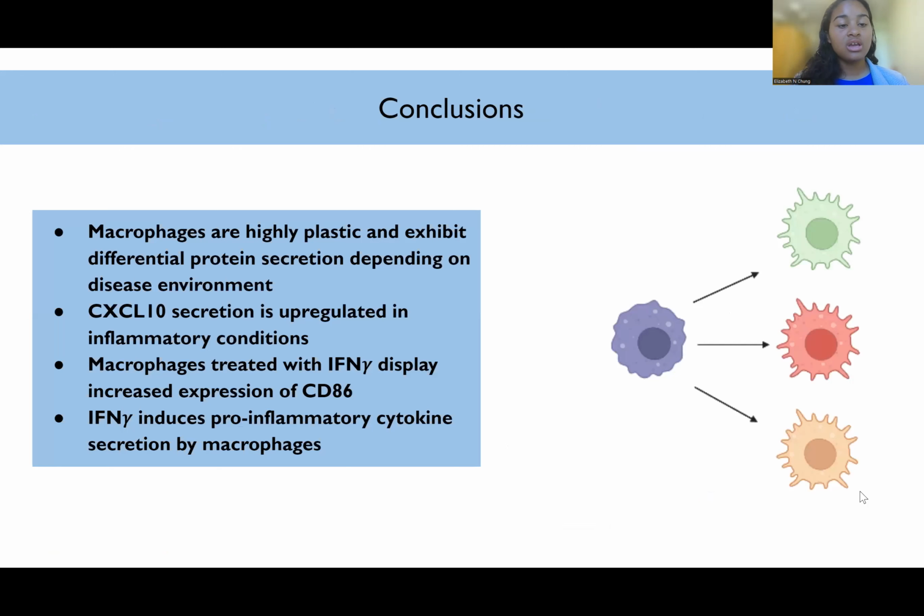So in conclusion, macrophages are highly plastic and exhibit differential protein secretion depending on disease environment. CXCL10 secretion is upregulated in inflammatory conditions. Macrophages treated with interferon gamma display increased expression of CD86, and interferon gamma induces pro-inflammatory cytokine secretion by macrophages.